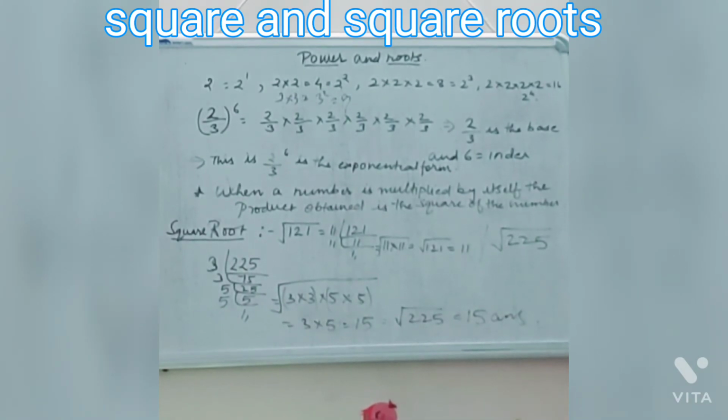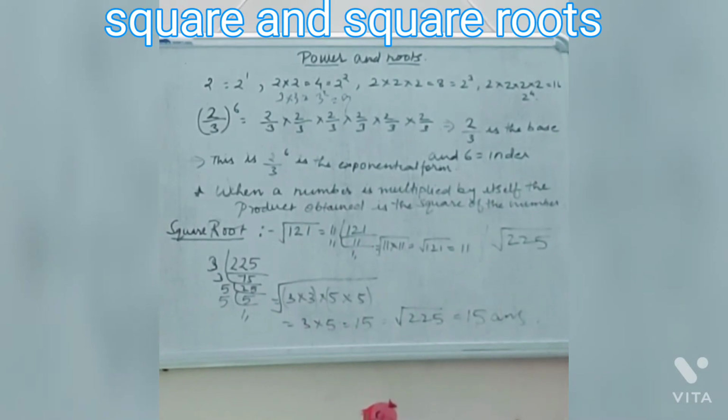So first you have to find the LCM. And if any number is multiplied 4 times, then you are going to take it twice. If it is multiplied twice, you are going to take it once. And that will be the answer of the square root.